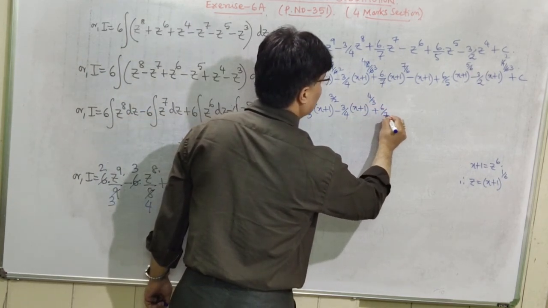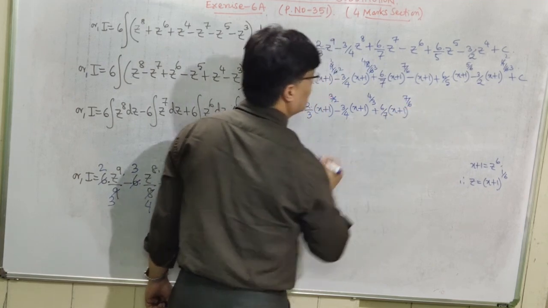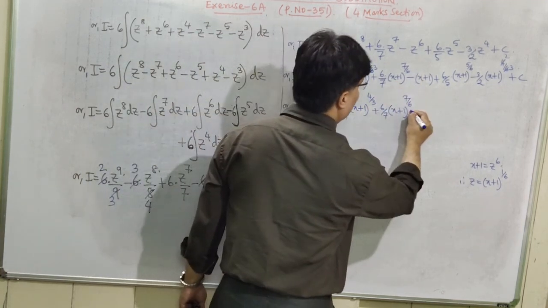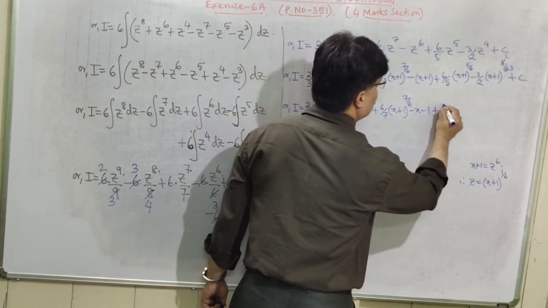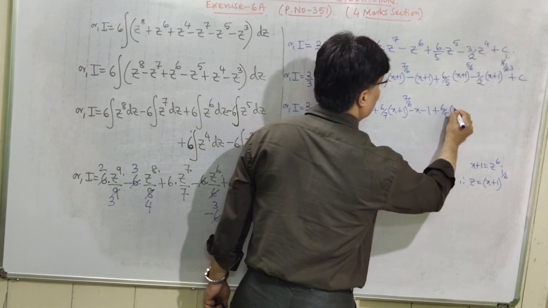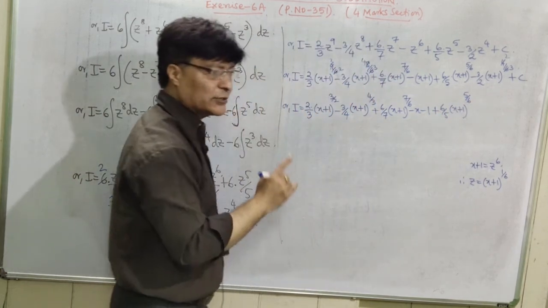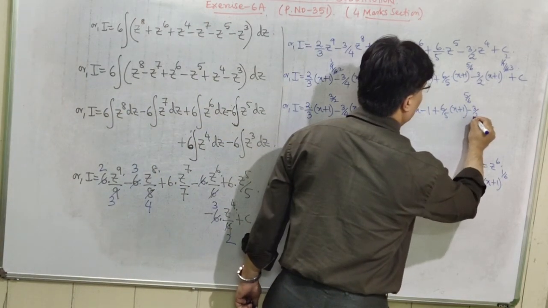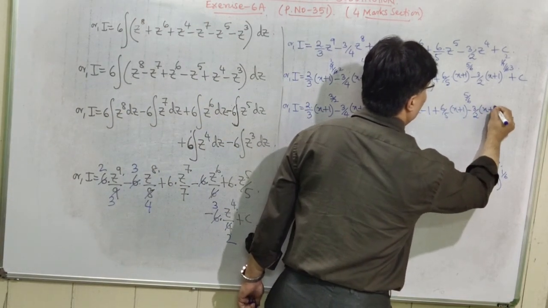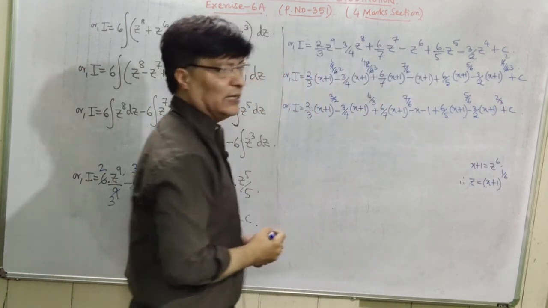Plus 6 by 7, this is x plus 1 whole to the power 7 by 6. You can multiply it by minus sign, minus x minus 1. Plus this is 6 by 5, x plus 1 whole to the power, this is 5 by 6. And what is the last one? This is minus 3 by 2, x plus 1 whole to the power 2 by 3 plus c.